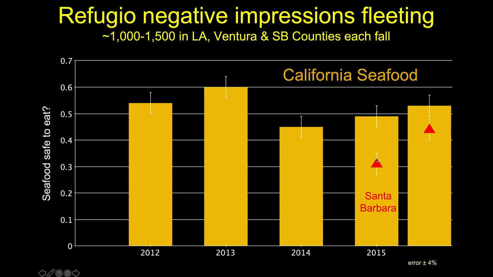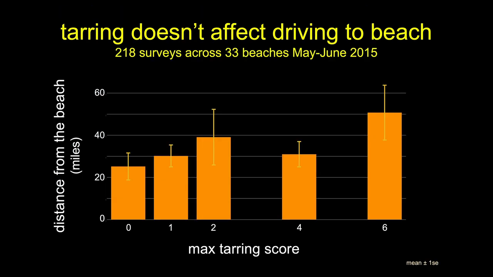So with the Refugio spill we started asking about people's perceptions of the safety of seafood in the Santa Barbara Channel area and the rest of California. What we find is that the Santa Barbara Channel area initially was about 30-odd percent of people who thought it was safe versus about 50% statewide. So there was clearly an effect of the spill which had reduced confidence in seafood, and therefore this would translate to some degree in people avoiding purchasing seafood from the local area. Within a couple months, that had started to disappear, and within another year, it had pretty much disappeared.